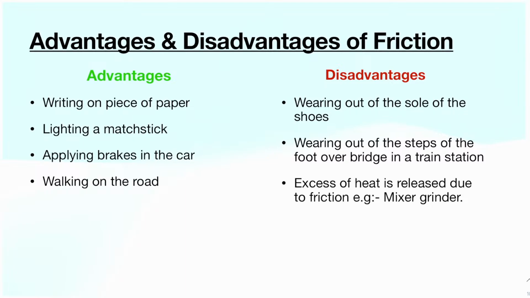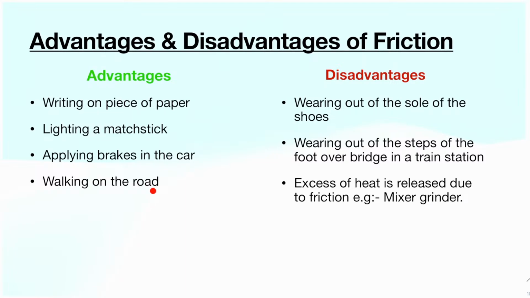Clear? So we have understood what the advantages and disadvantages are. Because there is friction, you are able to write on the paper. Because there is friction, you are able to light a matchstick. Because of friction, you are also able to hit the head of the nail and put it into the wall. Because of friction, you are able to walk comfortably on the road.